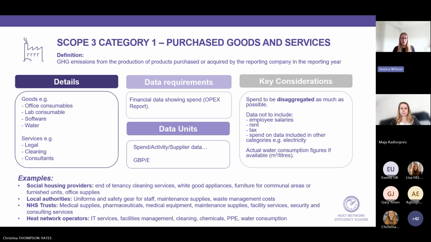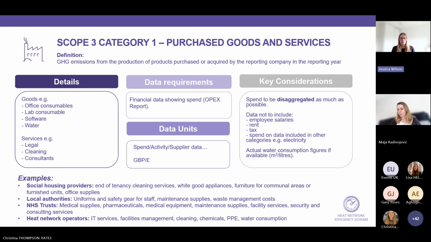So yes, this category 1 is purchased goods and services. This is the first category in the upstream emissions. And these are the emissions from the production of products purchased by the company. And so these are typically operational purchases of products. So this could include things in the goods category, such as your office and lab consumables, software, or your water consumption. And for services, it may include legal, cleaning, maintenance, or even external consultants, if that's something that you have.